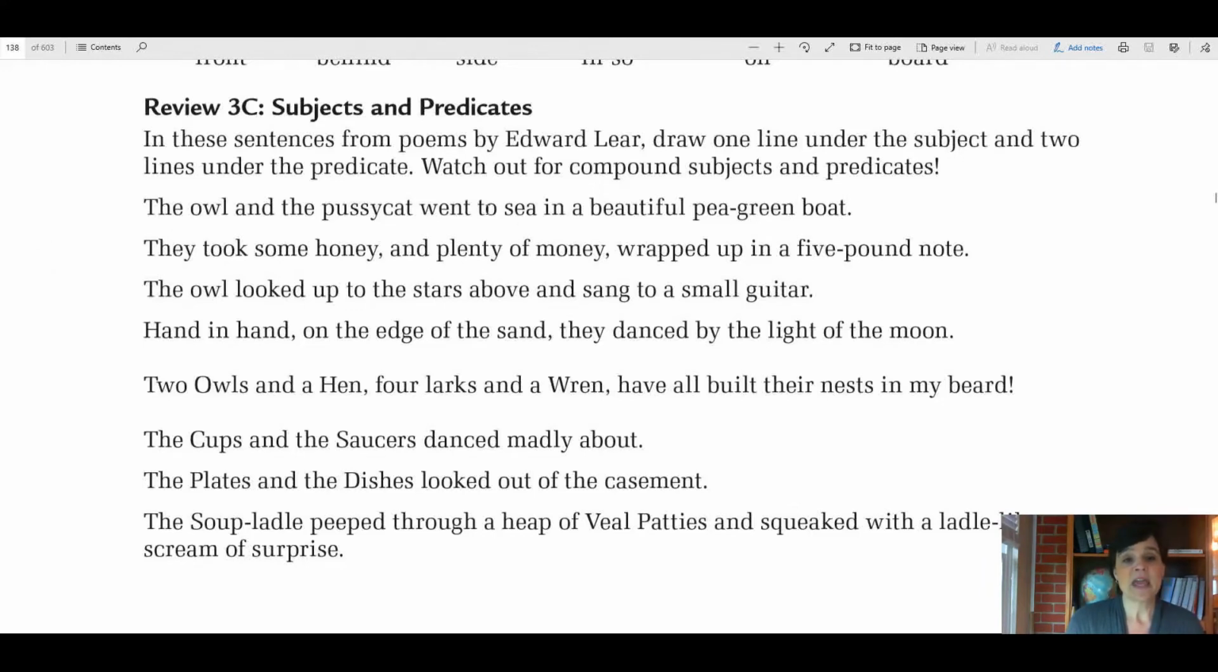Okay, so the owl and the pussycat went to sea in a beautiful pea green boat. All right, the owl and the pussycat went to sea. Okay, so went is your verb, so your predicate is this, and it says 2 lines under the predicate. Now, in order to find the subject, remember what you say. Who or what went? The owl and the pussycat.